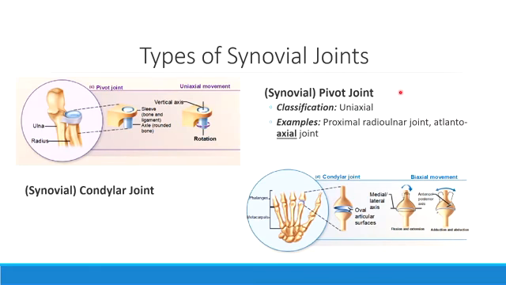Best examples of this, the one I really want you to know, atlantoaxial joint. Atlantoaxial joint. And that probably sounds real crazy, and we may not know where that is. Let me help you decipher it. Atlanto means atlas. Atlas, as in cervical vertebra number 1. Axial, in this case, is referring to the axis, vertebra number 2.